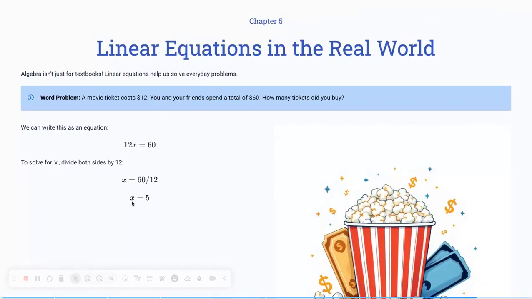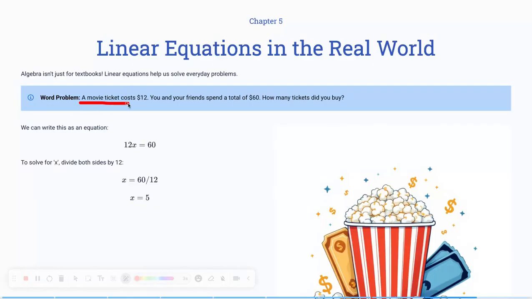Then we also see linear equations in the real world. Algebra isn't just textbooks. They actually help us solve everyday problems, and this is also a work example. Exams or whatever might ask you. So let's solve it together. You can also see it on the screen, but let's go step by step.